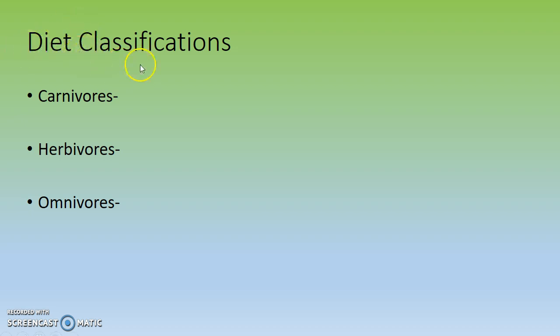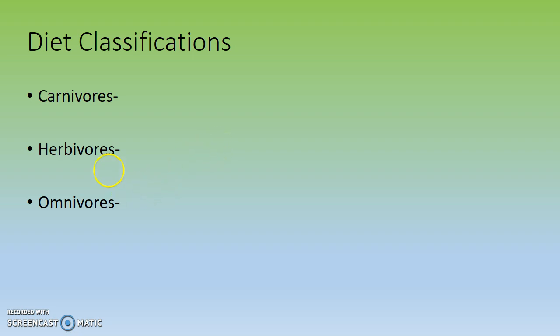Three different diet classifications that you've probably heard of before. Carnivores are going to be meat eaters, and those are primarily going to be your dogs and cats, so not really a domestic livestock species. Herbivores are going to refer more to our livestock species, the veggie eaters, that only eat plants and vegetables. Those are going to be our livestock species like our cows, horses, and sheep.